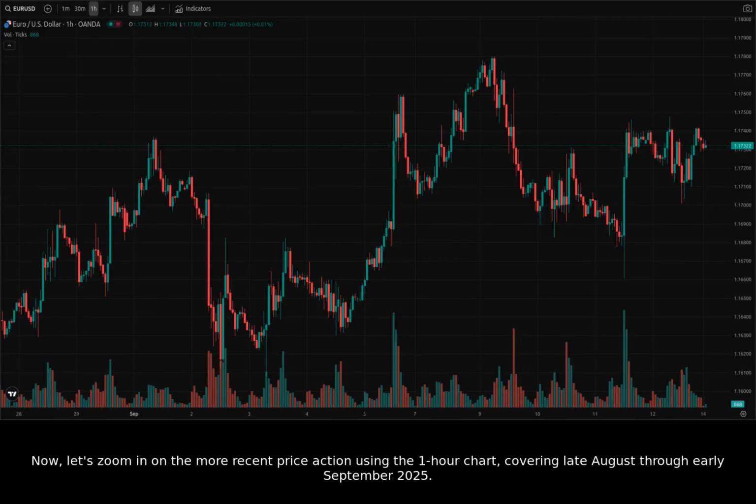Now, let's zoom in on the more recent price action using the 1-hour chart, covering late August through early September 2025.